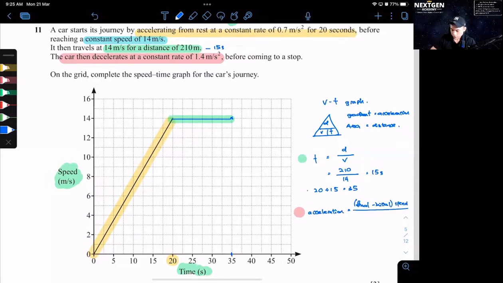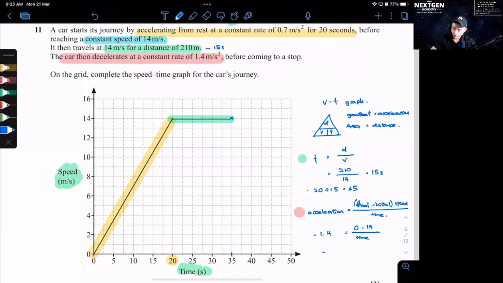Okay, over time. You need to know this formula. They say coming to a stop, right? So your final speed will actually be 0. Your initial speed, what was it traveling at? 14 meters per second. And then we want to find the time. Acceleration was negative 1.4 because it was decelerating.